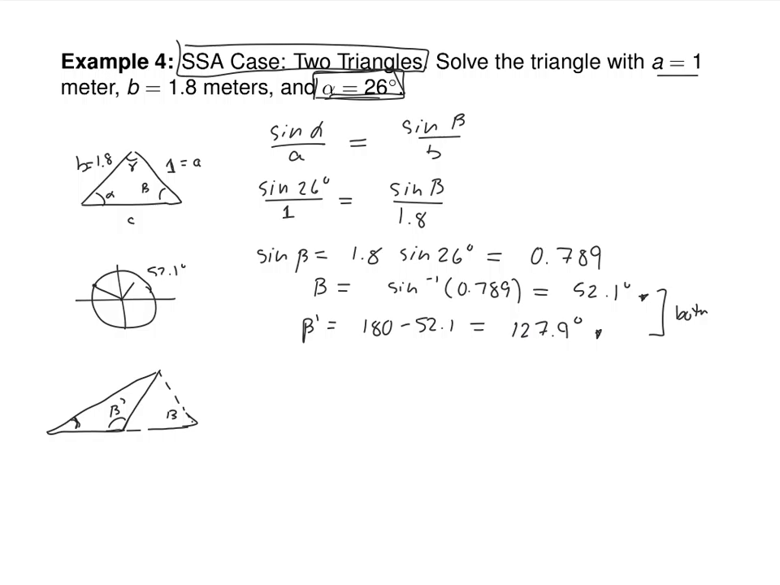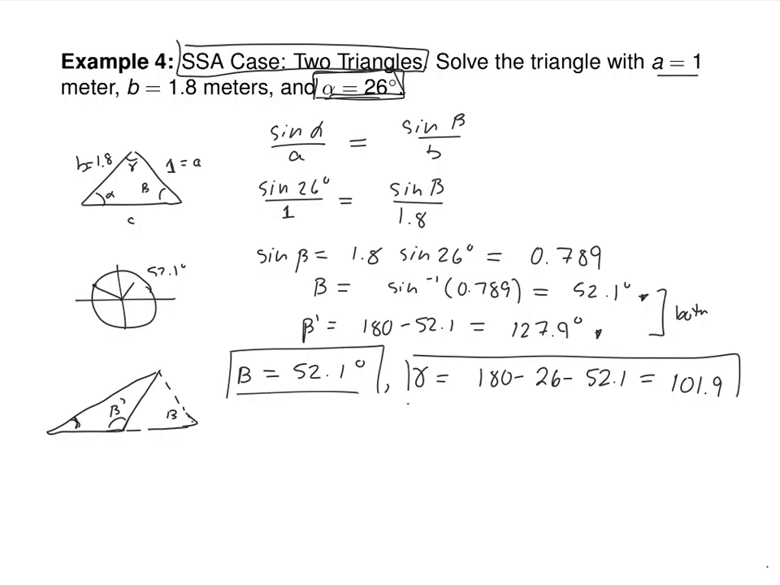Since you're just asked to solve it, you're asked to find both. If it was a physical situation and you knew that beta prime had to be one or the other, you'd go with whichever one it was. So we'll do two problems. If we just solve for beta, so we know beta is 52.1, then what's gamma going to be? 180 minus 26 minus 52.1. Say that again, 101.9? Okay. So beta is 52.1, gamma is 101.9.